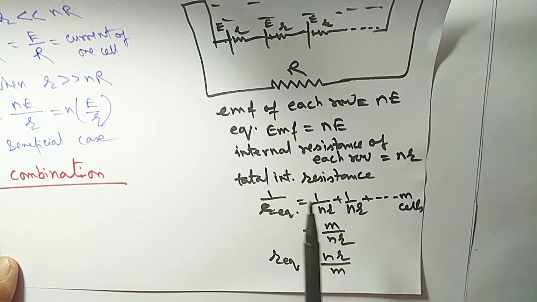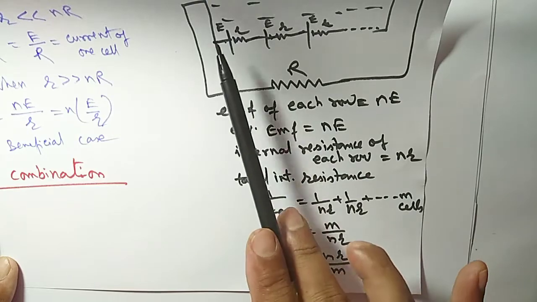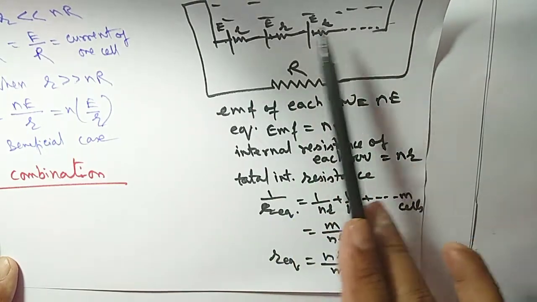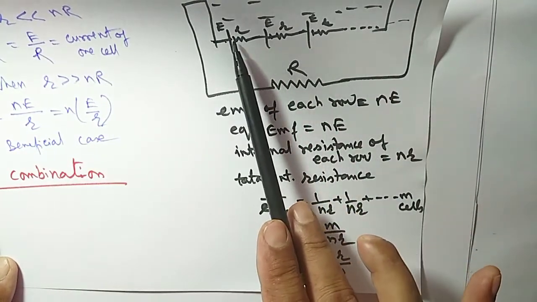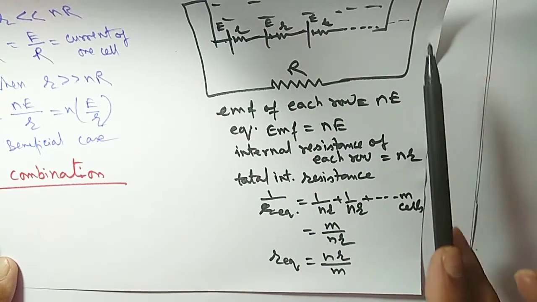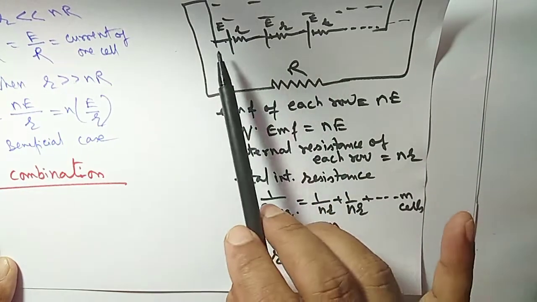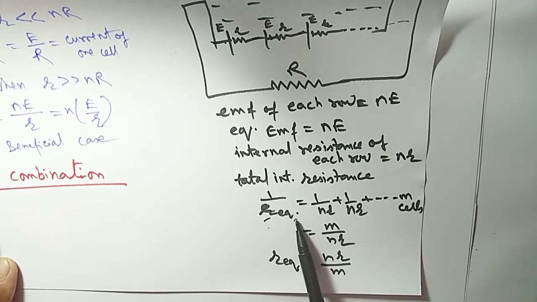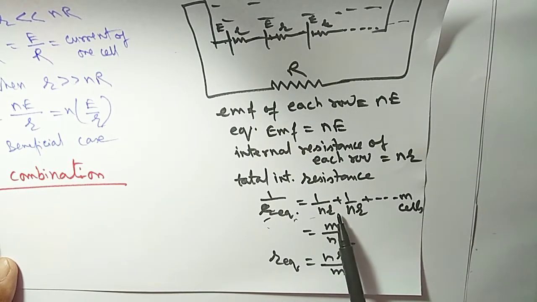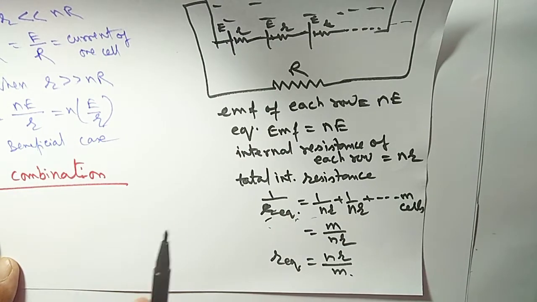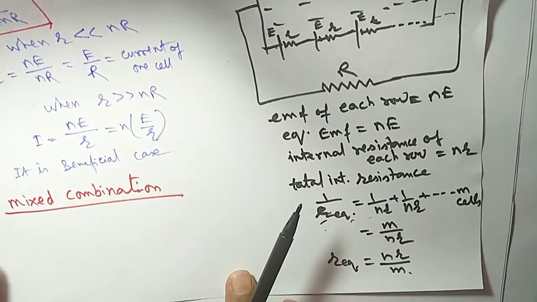Again, see: the EMF of one row is nE, and the internal resistance of one row is nr. There are m rows, so the total internal resistance is 1 upon R equivalent equals 1 upon nr plus 1 upon nr, m times, so it is m upon nr. So R equivalent is nr upon m. This is the total internal resistance.